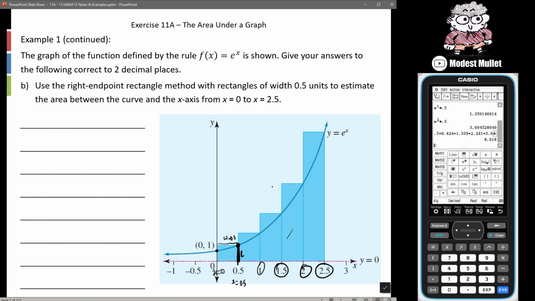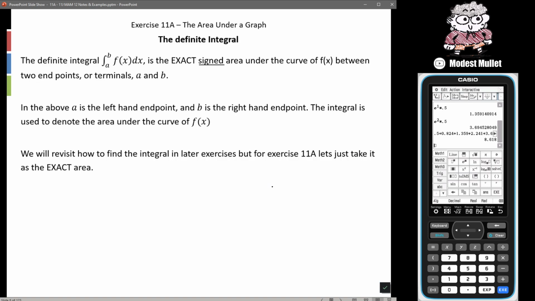Now, what if we don't want to estimate? What's the vocabulary that we use for not estimating? Well, when we're not estimating, what we're actually finding is the definite integral. Okay, so the definite integral, and this symbol in here, let me put a red circle around it. That's the integral symbol. It's sort of like an S, but much more upright. A and B will be numbers, and then we're finding it of some function f of x, and then we have this dx here, and this is also a hint leading towards, we've seen dx before in differentiation, so this has clearly got something similar to differentiation. But for now, we're just going to stick with the definite integral of a to b of f of x dx is the exact signed area under the curve of f of x between two endpoints, also called terminals, A and B.